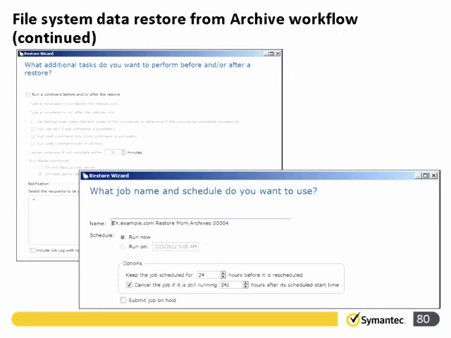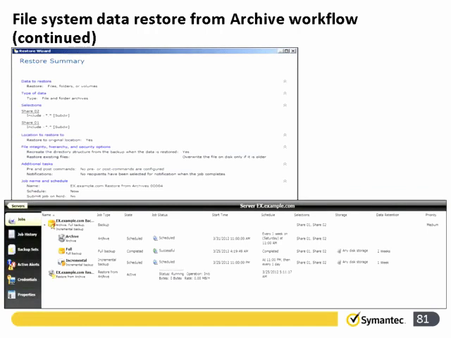You can run commands before and after like any other standard restore job in Backup Exec. You give your job a name and tell it when you want it to run. Backup Exec will give you a summary of the restore, and you'll see it as any other restore job in the jobs screen.